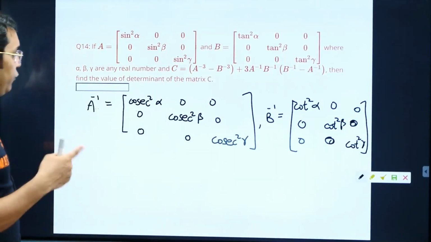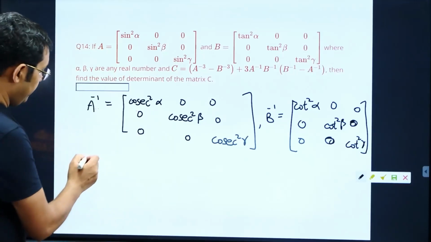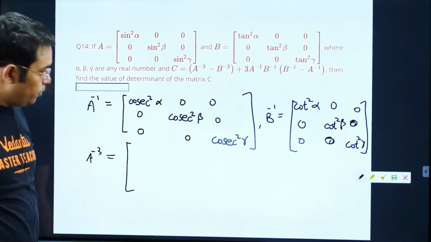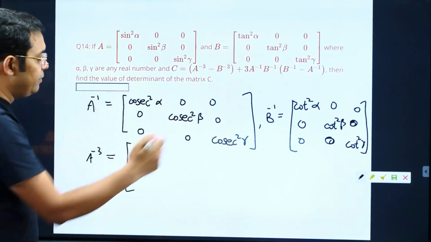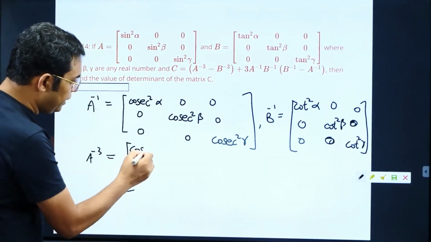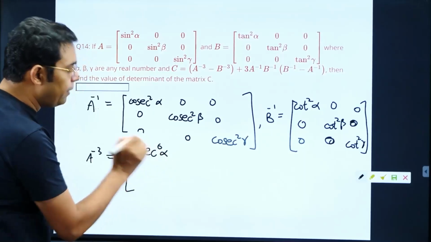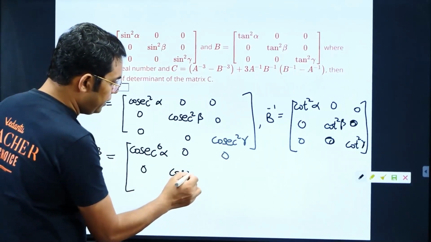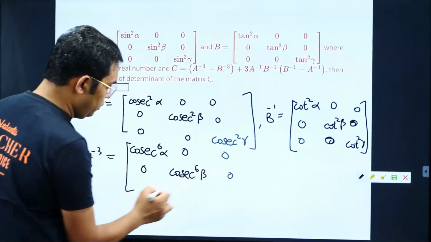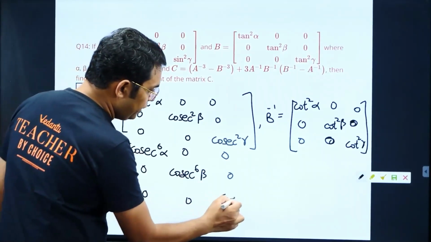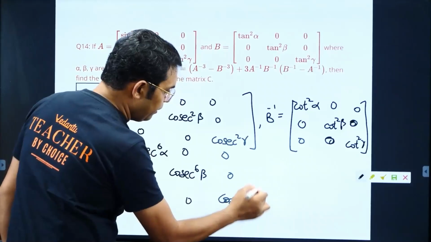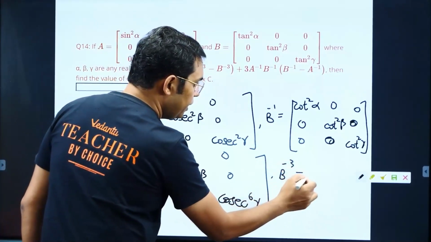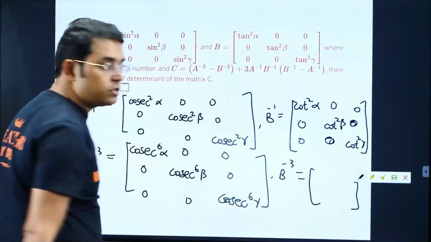One more thing, if you are looking for power minus 3, it is nothing but placing cubes of the diagonal elements. That means it will be cosecant raised to the power 6 alpha, cosecant raised to the power 6 beta, cosecant raised to the power 6 gamma on the diagonal, with 0 elsewhere, and similarly B power minus 3 also. I am not writing it, you can imagine it, you can write it yourself also.